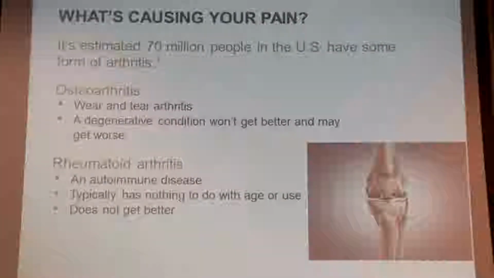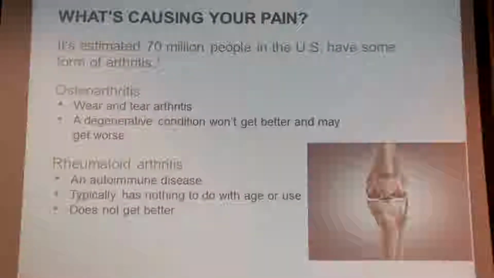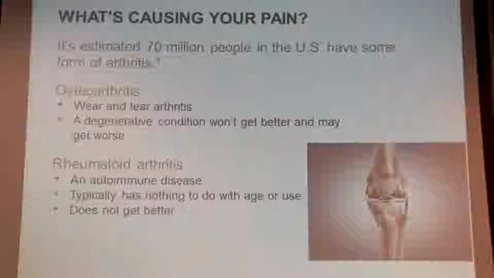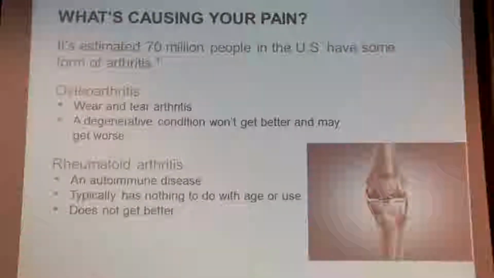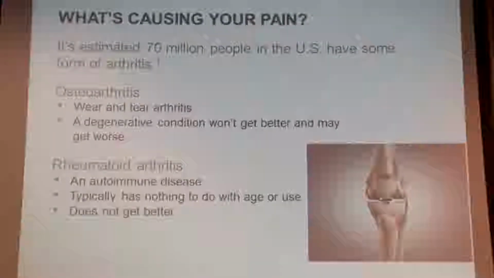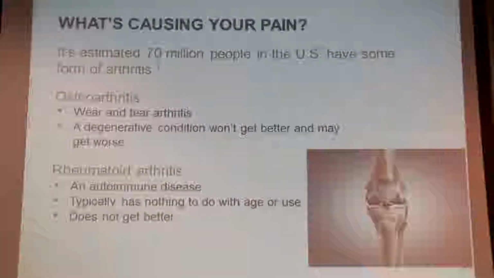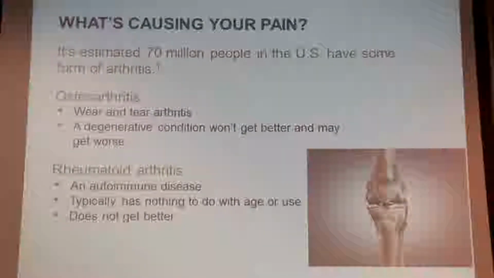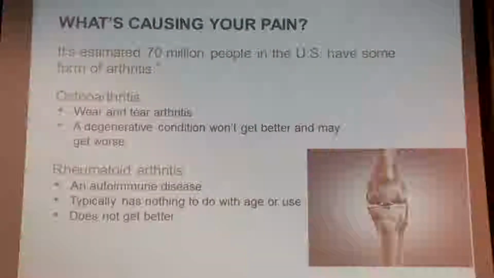It's estimated that at least 70 million people in the U.S. have some form of arthritis. These aren't the only kinds, but the most common kind is osteoarthritis, which is a wear and tear arthritis. It's a degenerative condition, it doesn't get any better, and it can potentially get worse. This is as opposed to rheumatoid arthritis, which is a completely separate issue. It's an autoimmune disease. Again, it doesn't really have anything to do with age or use, but it does not get better either.